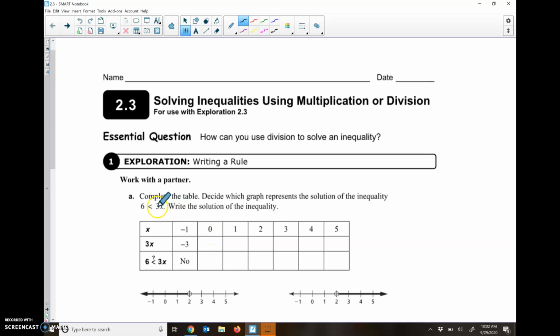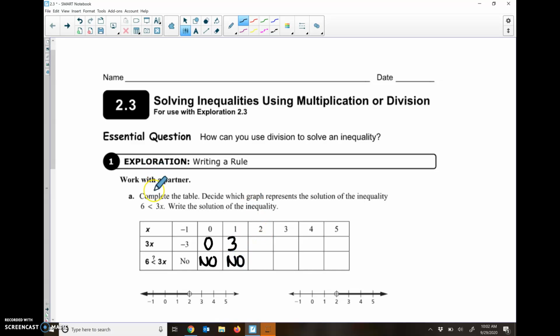So if I put in a 0, 3 times 0 is 0. Is 6 less than 0? Well, we got another no there. Let's put in 1. 3 times 1 is 3. Is 6 less than 3? Again, we end up with another no.